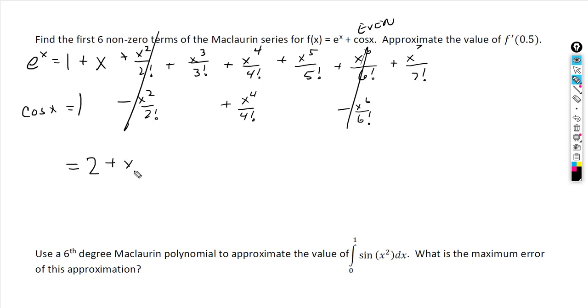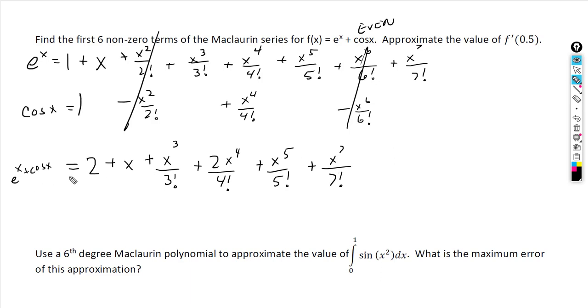So now I add them up. So I get 2 plus x, cancel the x squareds, plus x to the 3 over 3 factorial, plus 2x to the 4 over 4 factorial, plus x to the 5 over 5 factorial. The x to the 6ths are going to cancel, and then plus x to the 7 over 7 factorial. Okay? So I got the first 6 terms right there: 1, 2, 3, 4, 5, 6. So this is what e to the x plus cosine of x is using the Maclaurin series.